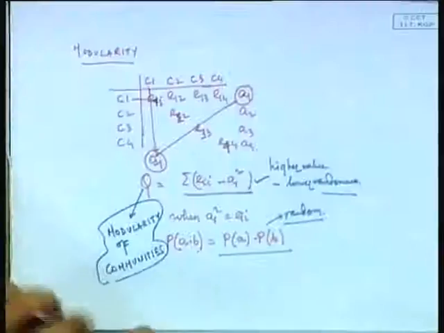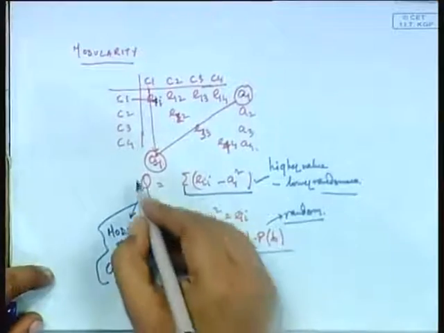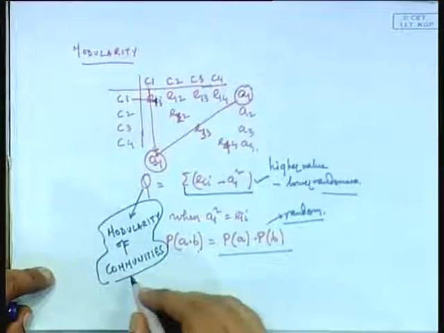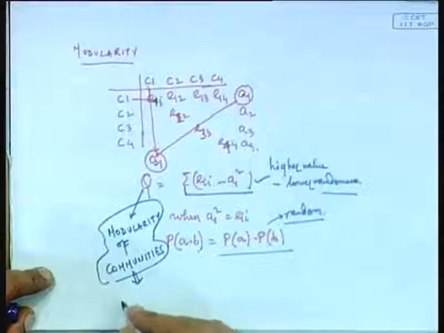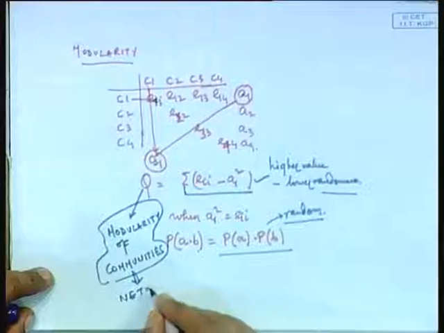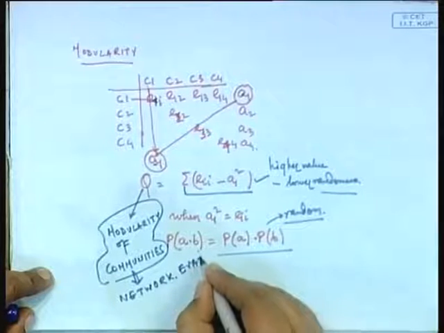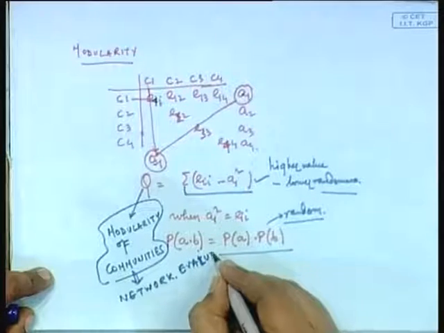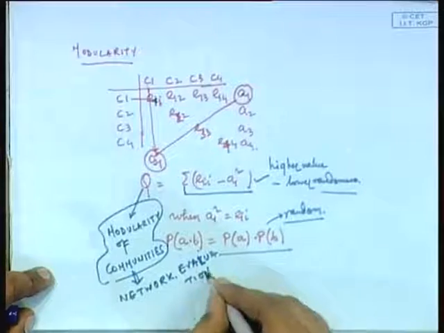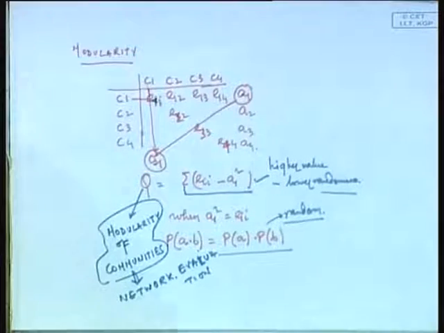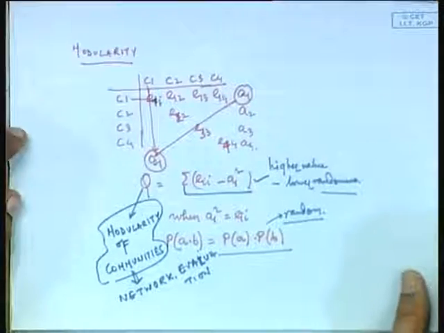Okay? This one is for the first community, for C1. No, this is for the entire thing, for all i's. This is giving modularity of community. It means it is a network, the entire network's evaluation. It is not one single community, it is the entire network's evaluation.